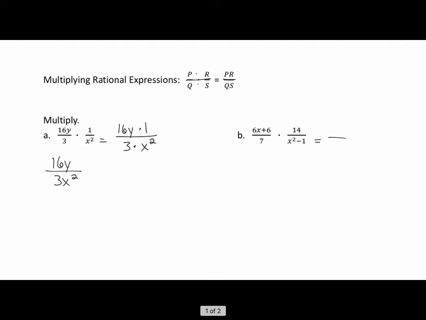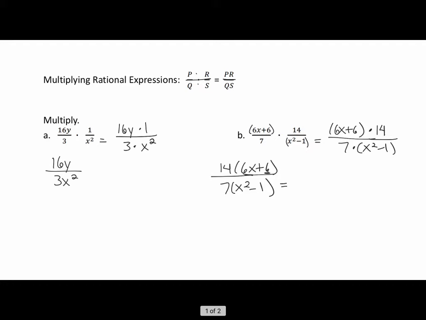For b, I'm going to multiply numerators, and if there's more than one term, lock them up so that those factors don't get misplaced. So 6x plus 6 times 14, and denominators 7 times x squared minus 1. Okay, so in the numerator, I'll put the 14 first, and in the denominator, the 7 first, the coefficient. So now I want to see if I can factor this any further, because I do have parentheses, so I've got more than one term in the numerator there for that factor.